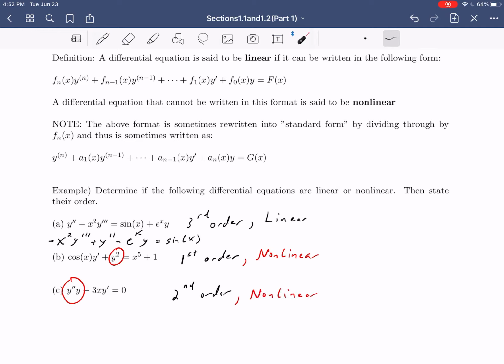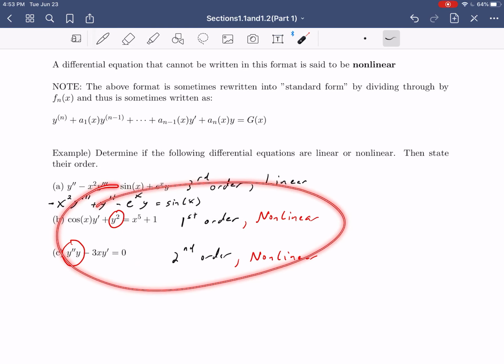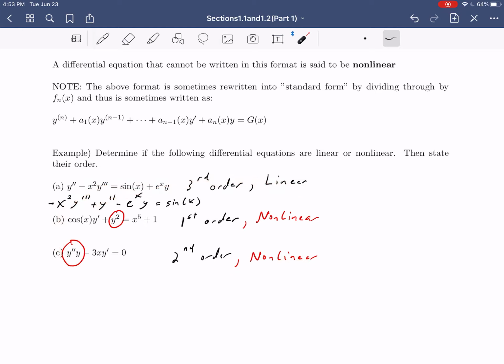So again, as soon as you find one component that is nonlinear, the entire thing is going to be nonlinear. And once again, if you want to, you can mess around and try to put it in this format, and it'll never work. So there we go. There's just a couple quick examples of determining if something is linear or nonlinear and talking about the order of those differential equations.